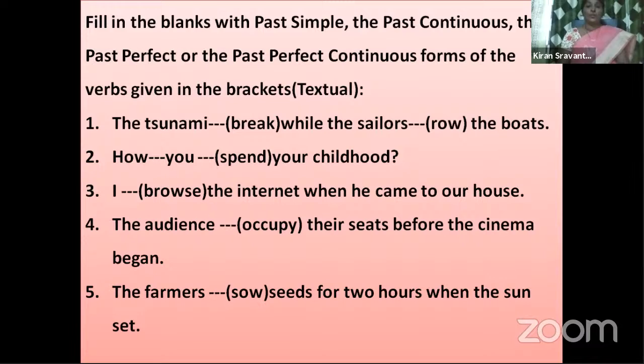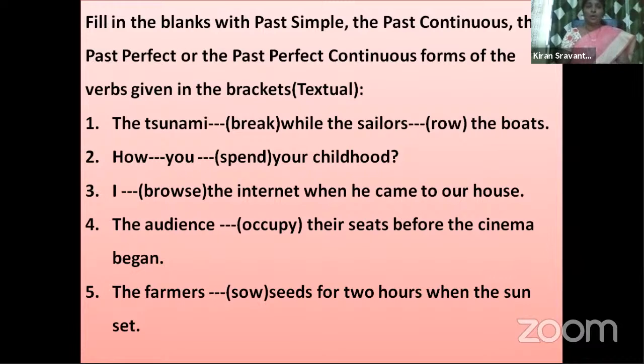Then, the audience occupied their seats before the cinema began. Before is given. Then again, after "before," what do you find? The completed action. So it's talking about two completed actions, the first completed action and the second completed action. So the audience had occupied. So we have to use past perfect tense. In past perfect tense, we learned that it's talking about two actions: first completed, later completed. The first completed action should be in past perfect. So the audience had occupied their seats before the cinema began.